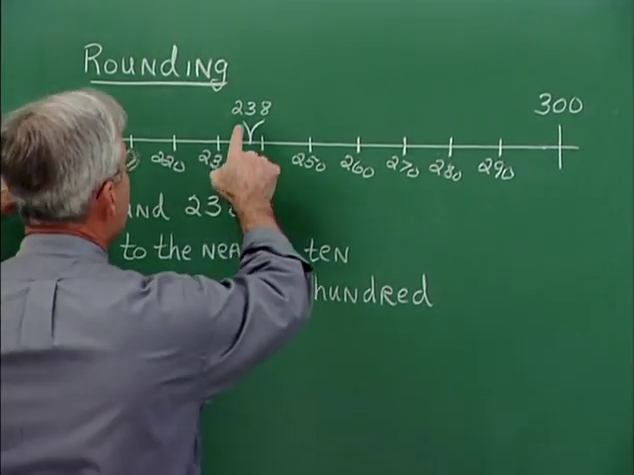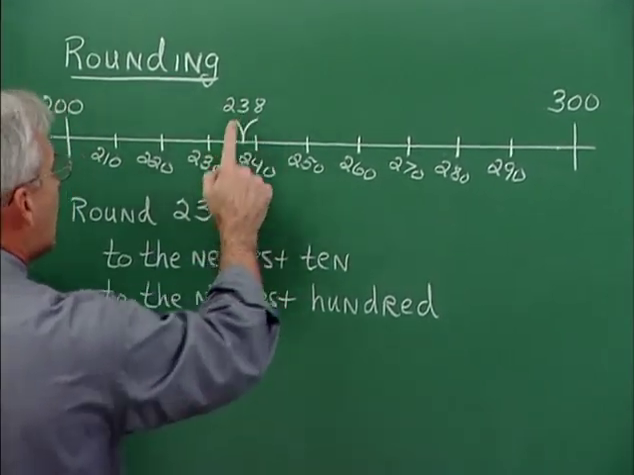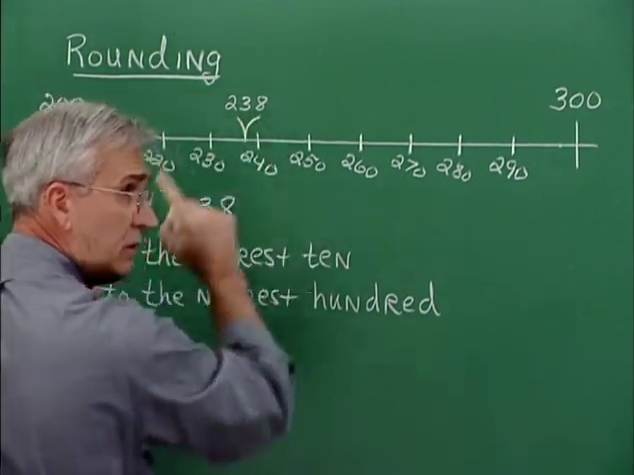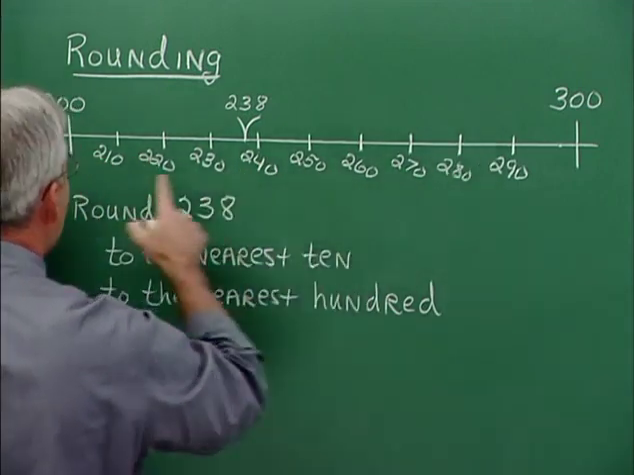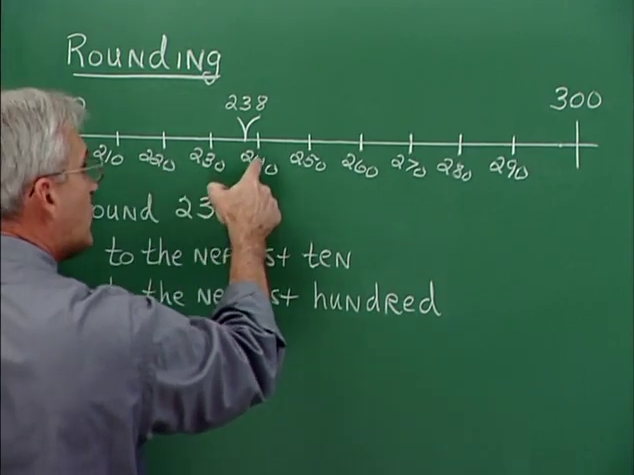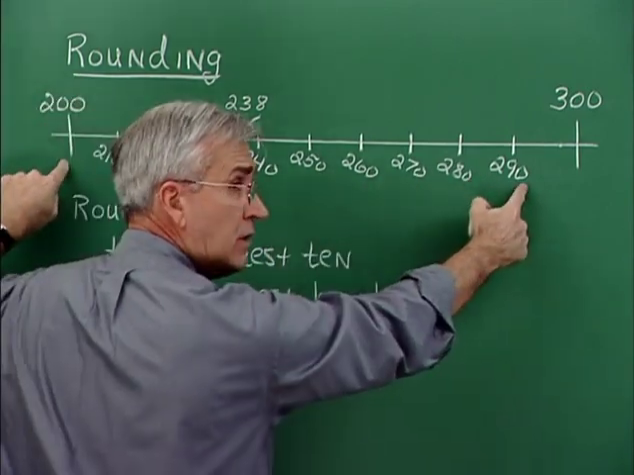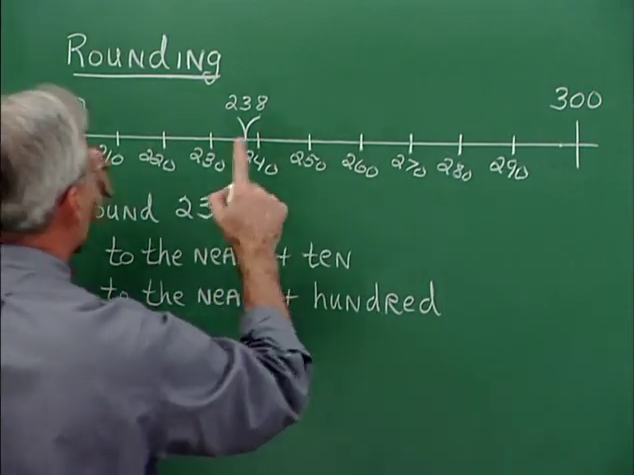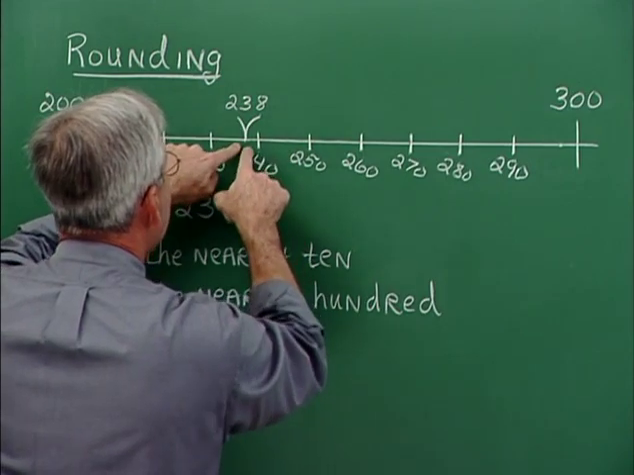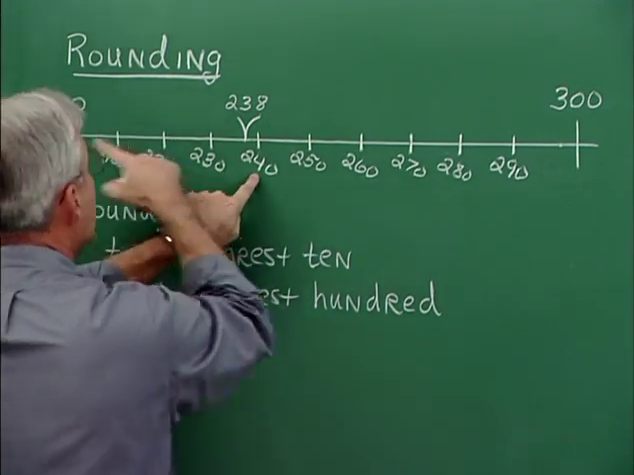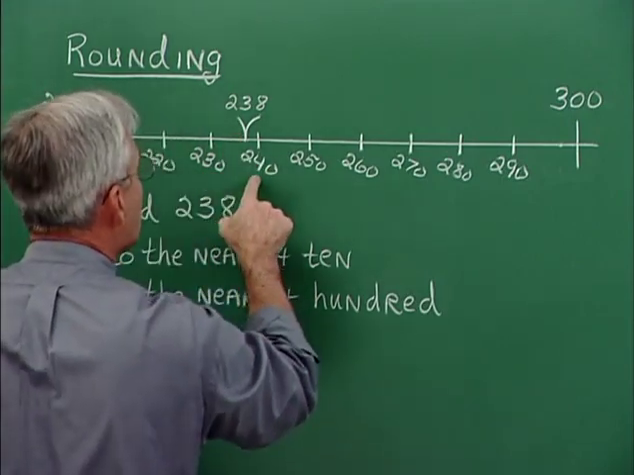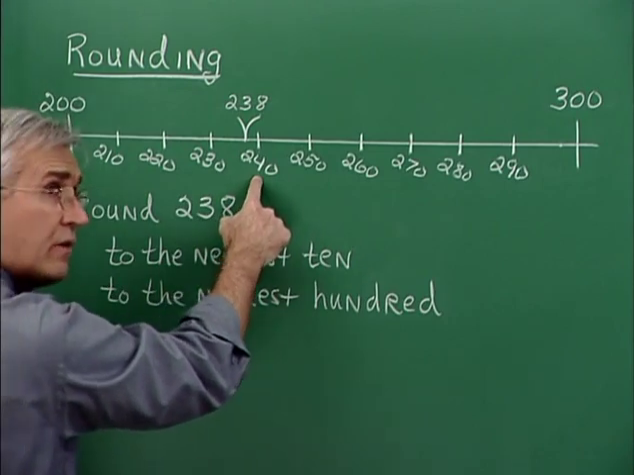But it's the idea that if we take a number like 238, and suppose I want to round this to the nearest 10. Now on this number line I've identified the tens. Here's 200, 210, 220, 230, 240, 250, 260 and so on. You see now to the nearest 10, where are we? Well, we can see just visually here that 238 is nearer to 240 than it is to any of those other tens. So to the nearest 10, 238 is equal to 240.